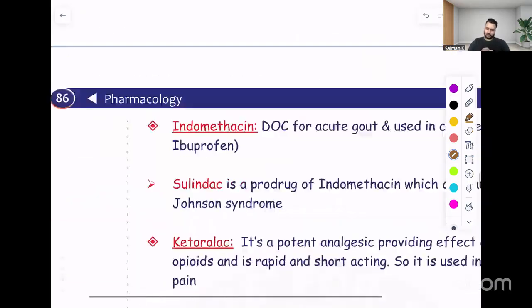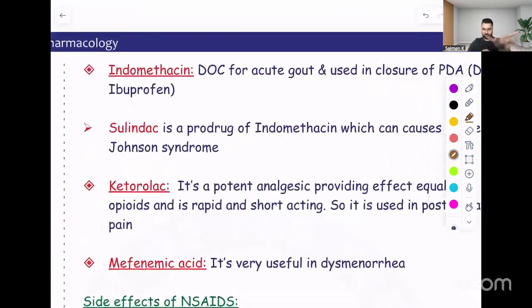Now this is just straight one-liners. Indomethacin is used in gout, etc. This you need to read on your own directly.